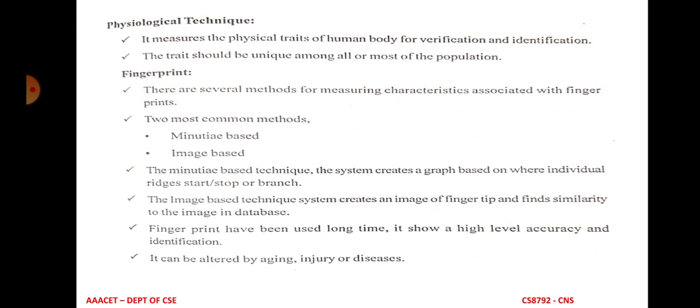First one is fingerprint. We all know, right? So there are several methods for measuring characteristics associated with fingerprint. The common methods are minutiae based and image based. So the minutiae based technique is where the system creates a graph based on each and every individual user. But the image based technique is where the system creates an image of the fingerprint, right? That is the image based fingerprint method. But it can be altered by aging, injury or disease.